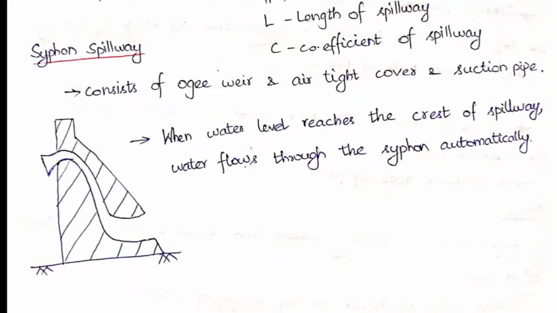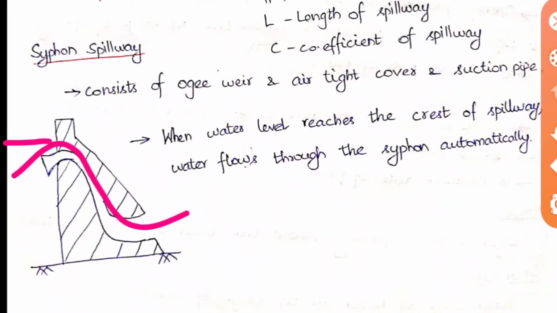Here it consists of an ogee weir, that is the shape of that weir, an airtight cover, and a suction pipe. This will be the tank or reservoir. When the water level reaches the crest of that spillway, water will automatically flow through this siphon spillway. So this is the process that happens in this siphon spillway.